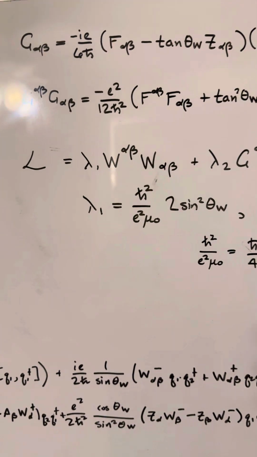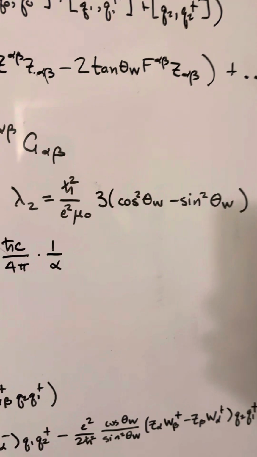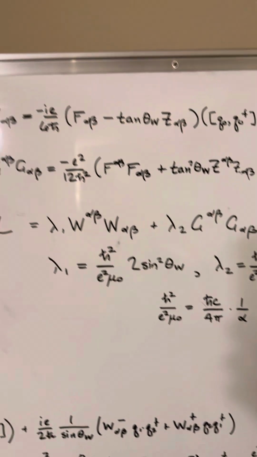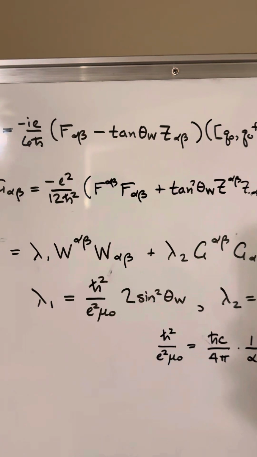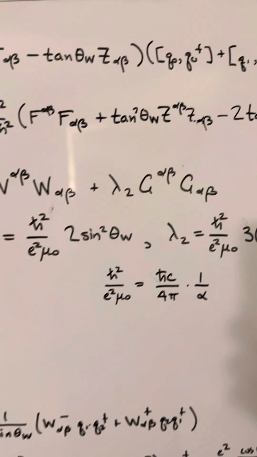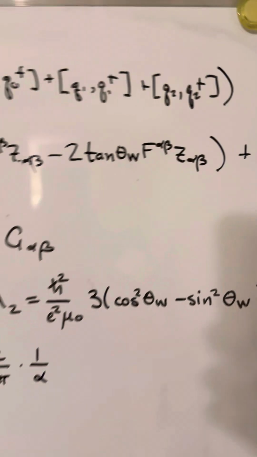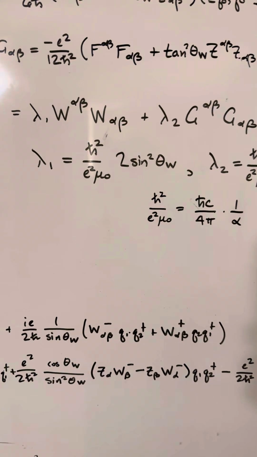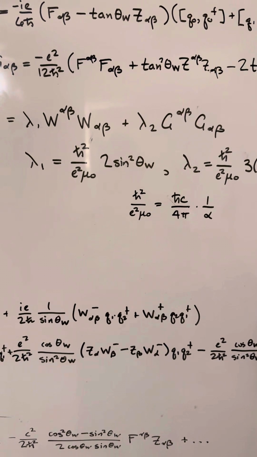If you set lambda 1 to this, and if you set lambda 2 to this, then what happens is quite amazing. Your terms in front of both the square of F and the square of Z give you negative 1 over 4 mu 0 for both of those. And this cross term here completely cancels out. So you end up exactly with the Lagrangian one would expect from the standard model.